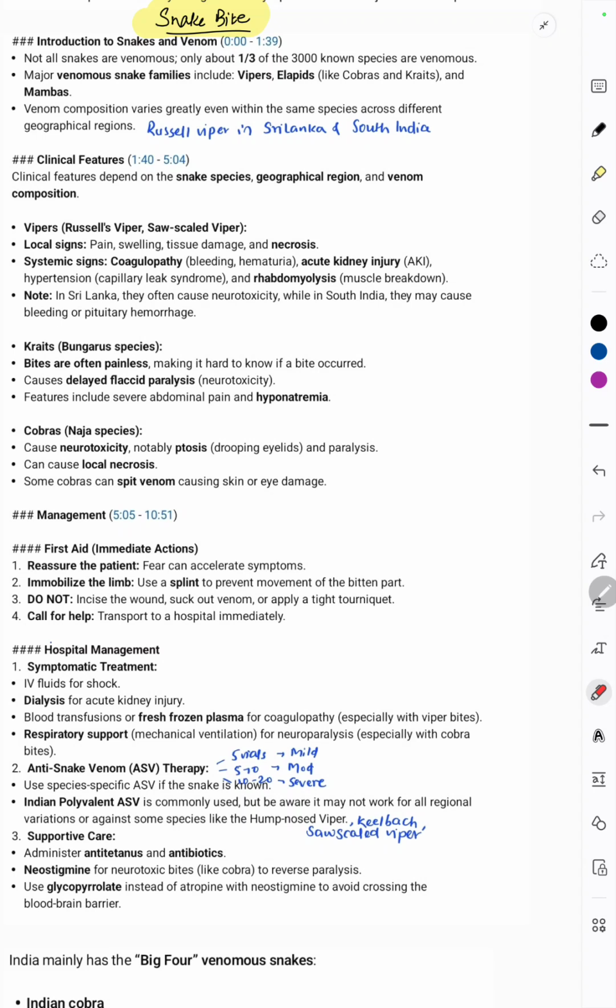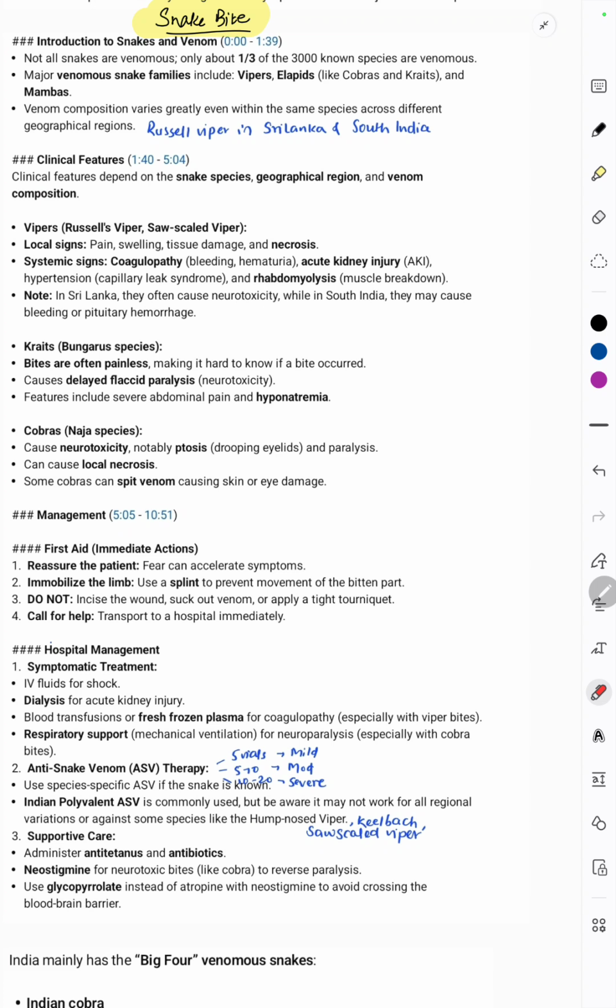Snake bites. So remember, not all snakes are venomous in nature. Only one third of the snakes are venomous, and the major venomous snake families include the vipers, and the Elapidae, which includes the great cobras and the mambas. Venom composition greatly varies within the same species across different geographical regions. For example, the Russell viper is a vasculotoxic snake. In South India it leads to bleeding manifestations, while in Sri Lanka it leads to muscle damage, myonecrosis. Clinical features depend upon the snake species, the geographical region, and the venom composition.